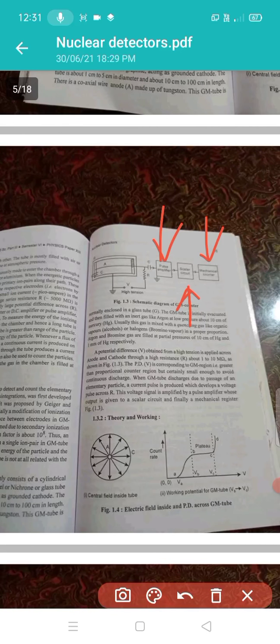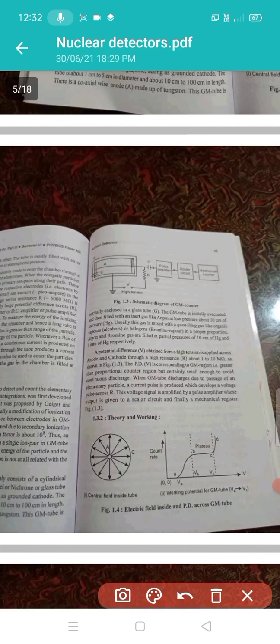When the GM tube discharges due to the passage of an elementary particle, a current pulse will be produced which develops a voltage pulse across R, which can be amplified by a pulse amplifier. The output of the pulse amplifier is given to a scalar circuit, and finally to the mechanical counter to count the elementary particles. This is the construction. Then what is the theory behind the GM counter and how does it work?